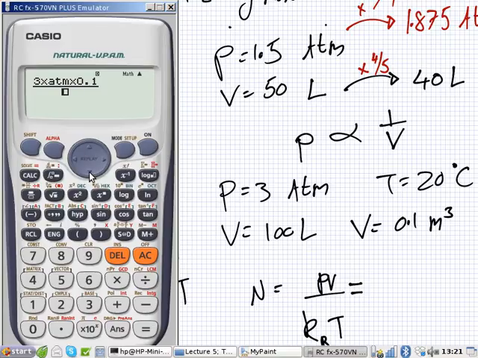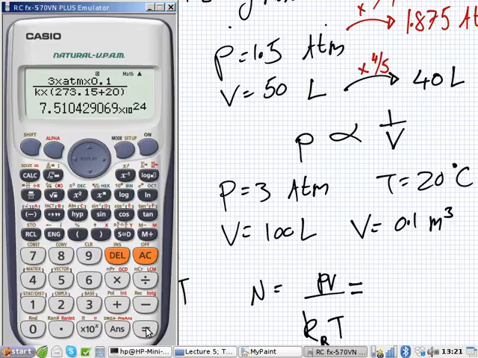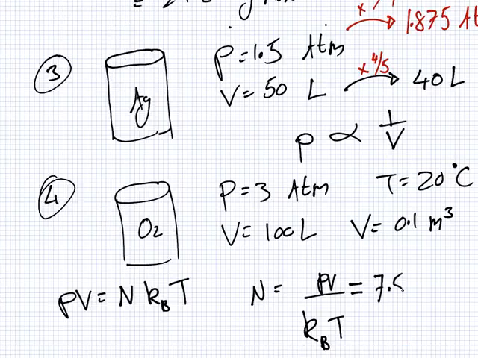divided by, and what number is Boltzmann? 25. Great. And then the temperature should be in Kelvin, which is 273.15, I think, plus 20. Okay, so we should get a really big number here, obviously. 7.5 times 10 to the 24. Is that right?